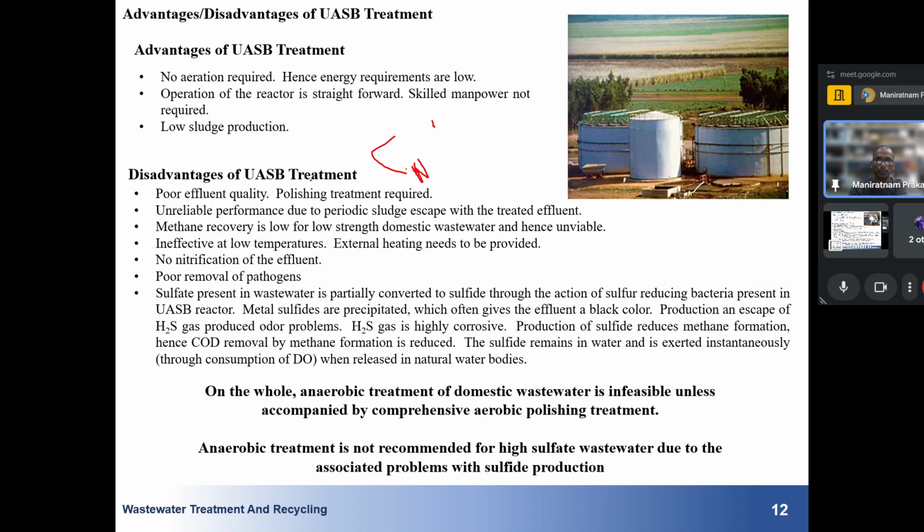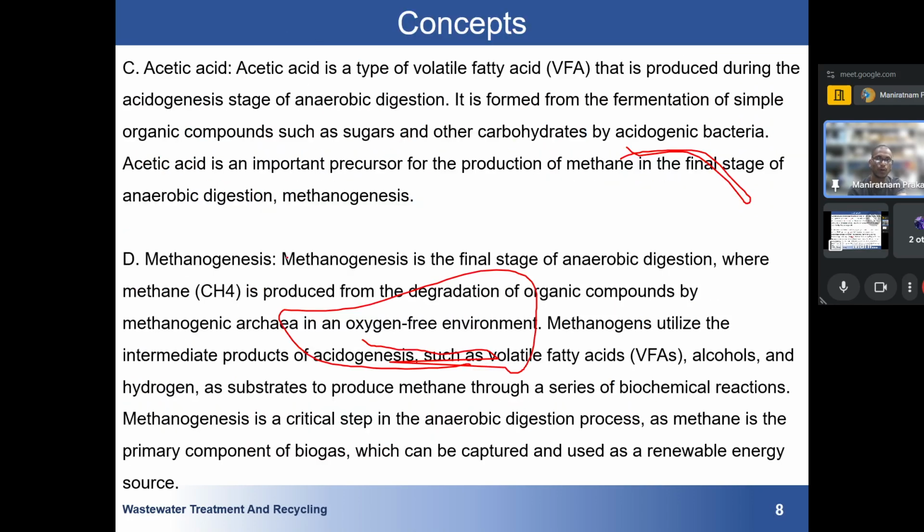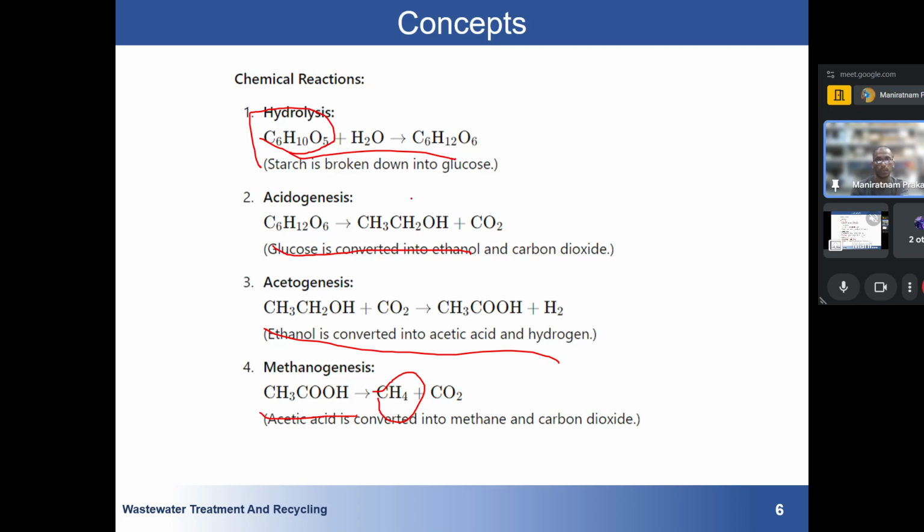Remember, this is an advantage. It's correct that no oxygen is needed and low energy is required. But you should know why low energy is required: because there is no aeration required. Why is no aeration required? Because all things are happening in the absence of oxygen. As there is no need of oxygen, there is no need to provide any air. Whatever reaction is happening, it's happening for our organic carbon only.